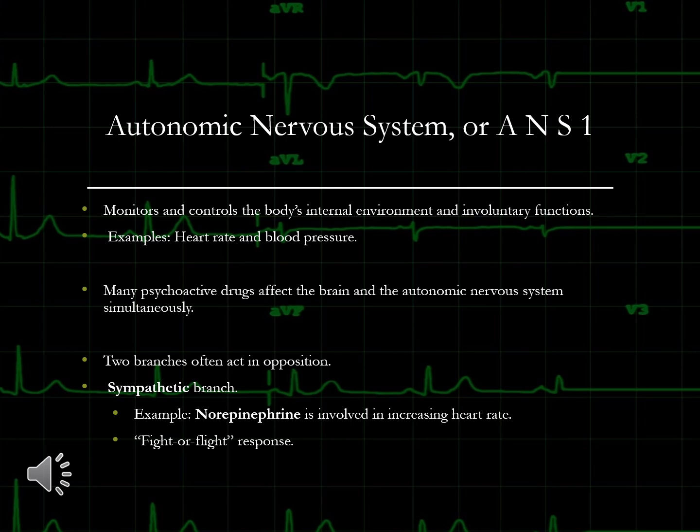The ANS is divided into the sympathetic and parasympathetic branches. So this is the slowing of heart rate by vagus nerve stimulation. That's an example of the parasympathetic branch. Acetylcholine is the neurotransmitter at the end of the organ. And in the sympathetic branch, norepinephrine is the neurotransmitter at the end of the organ.